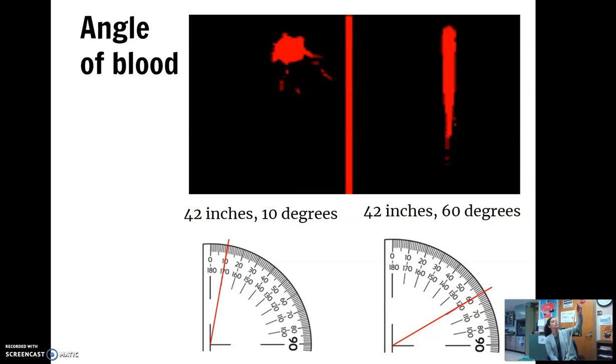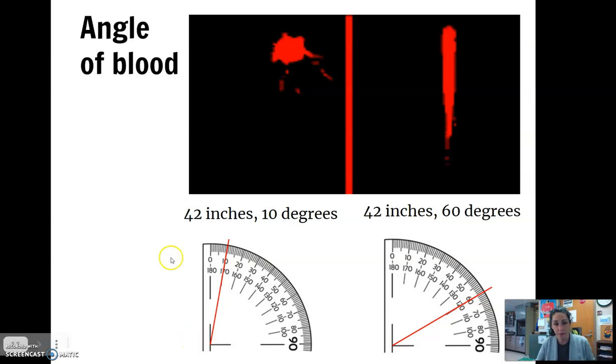A meter stick is just over 39 inches, so a little bit higher than that. If I stand up, you maybe don't know how tall I am, but it's about here. So about here is 42 inches. If the blood was dropped from this height, for both of them, the one is 10 degrees.